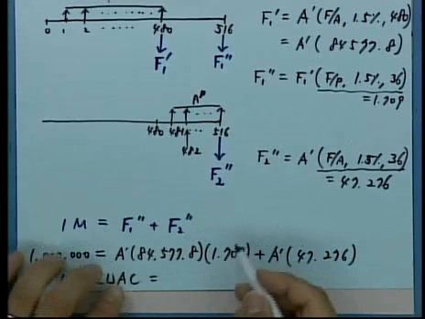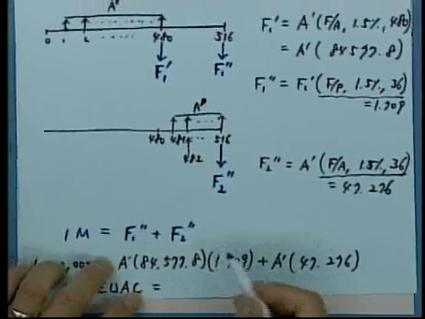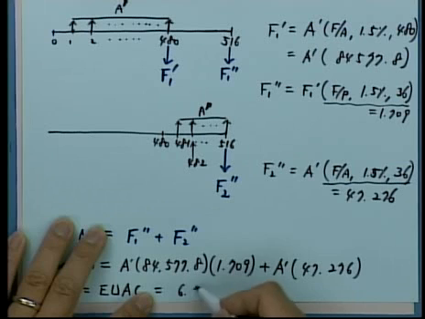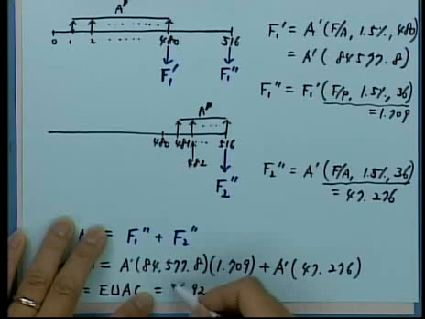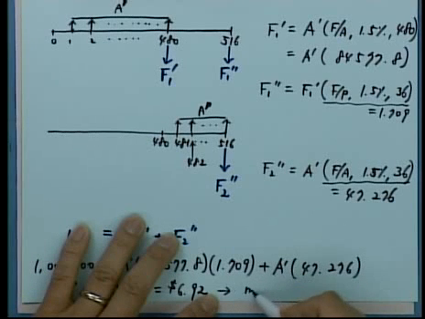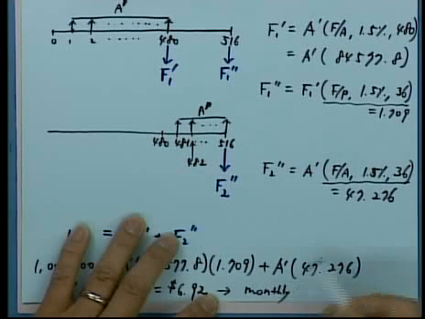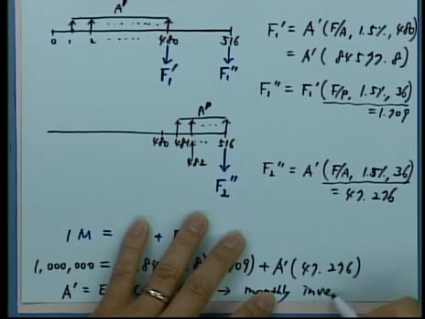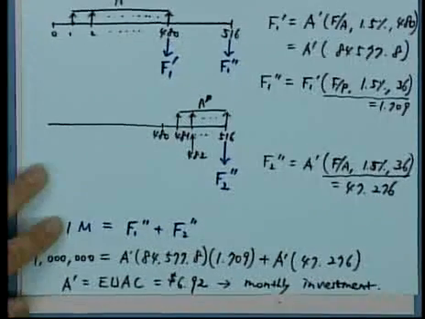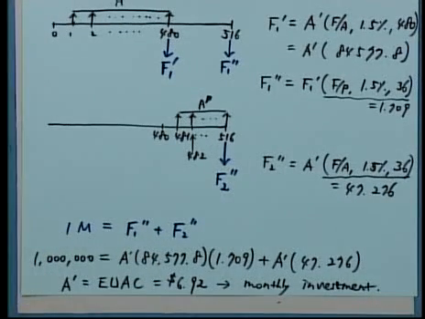Okay, so this is the $6.92. That is the monthly investment if you want to be a millionaire when he becomes 65 years old. Okay?